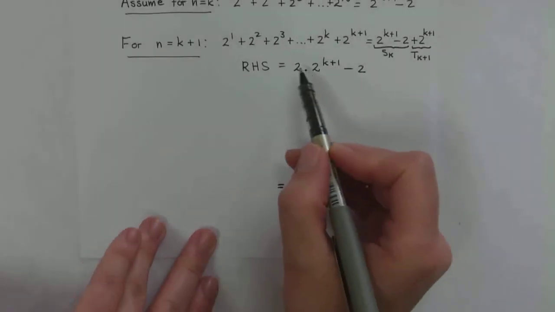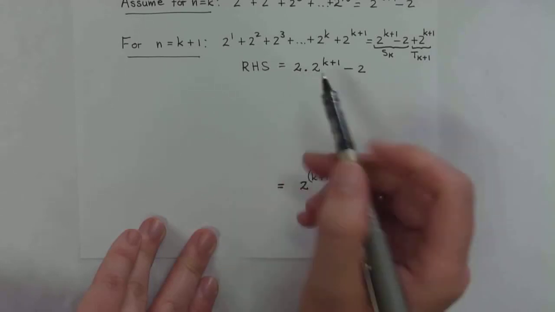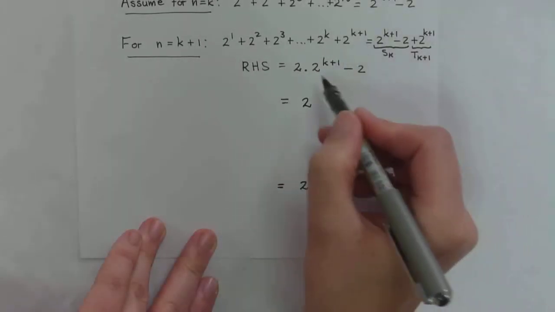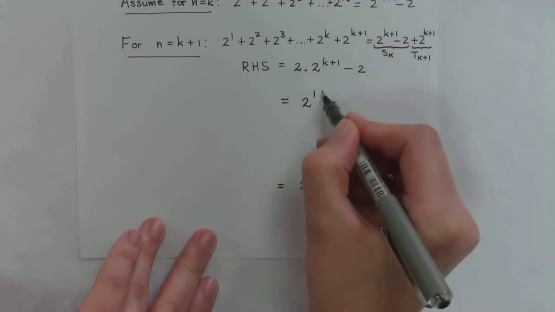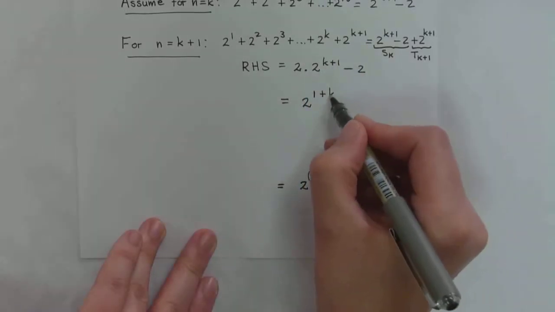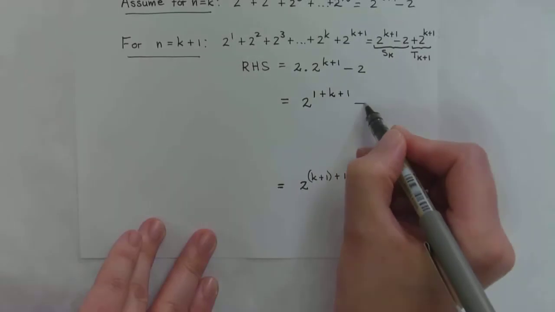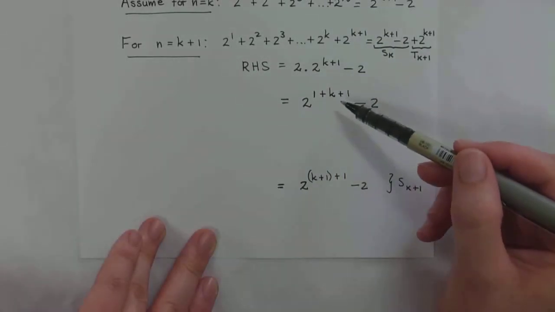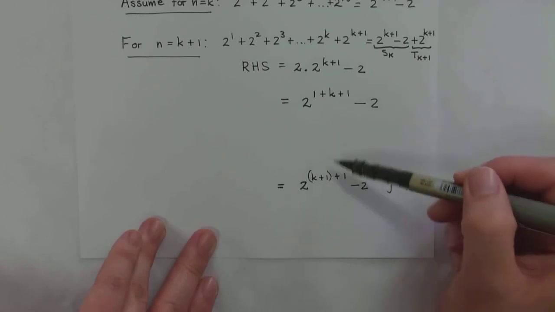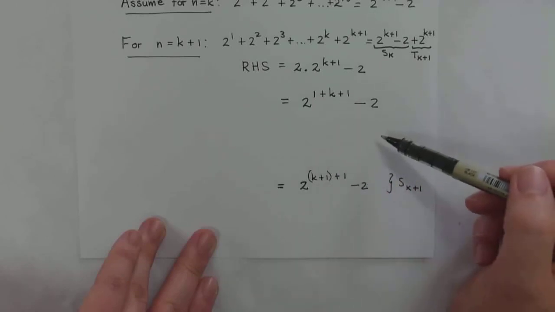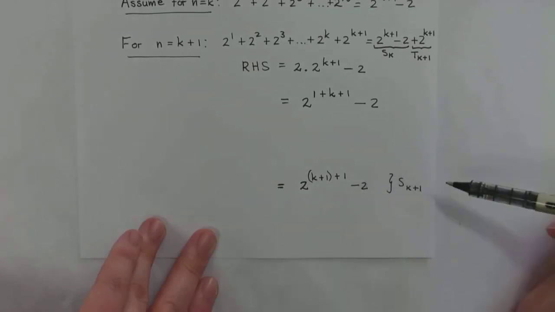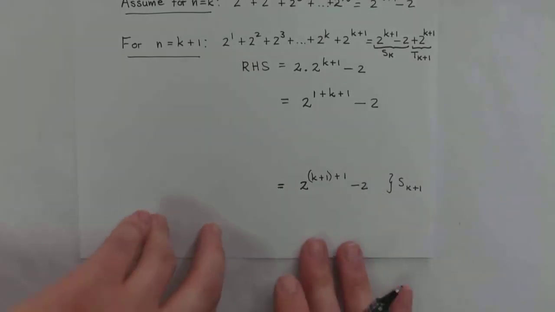Now, if I multiply these two, because the bases are the same, I can say it's 2 to the power of 1 plus k plus 1, minus 2. And hopefully you'll notice that this is now exactly equivalent to that. So I've actually left too much space here because this is now equal to that. So I've proven by means of mathematical induction that this formula is in fact true.